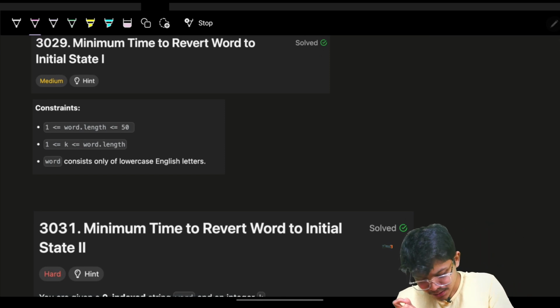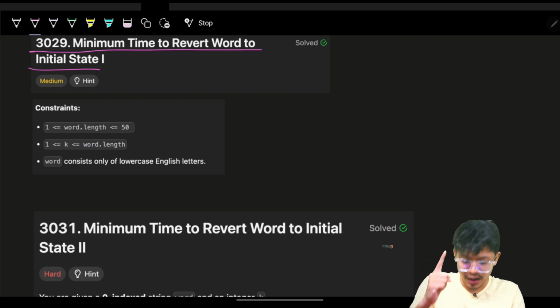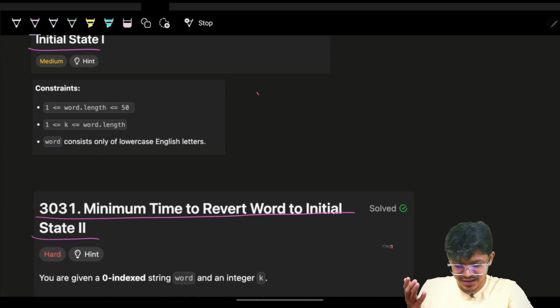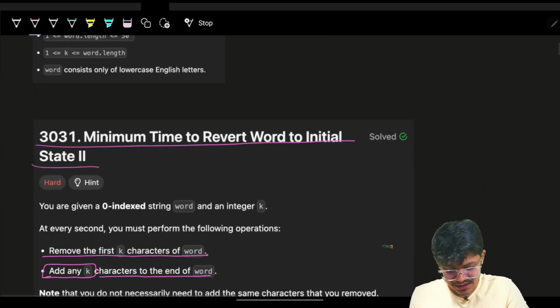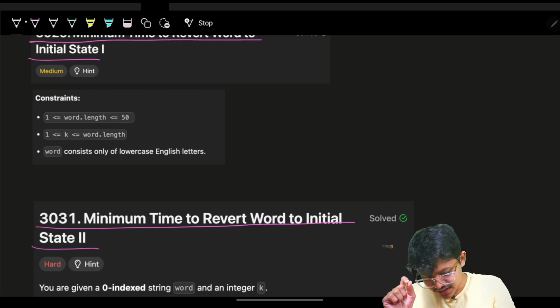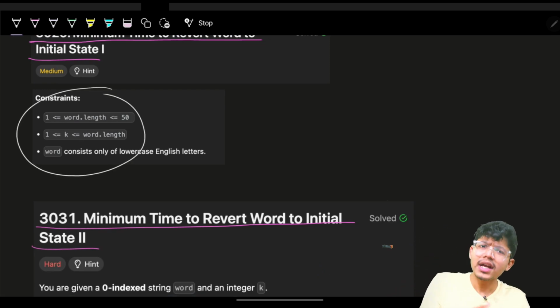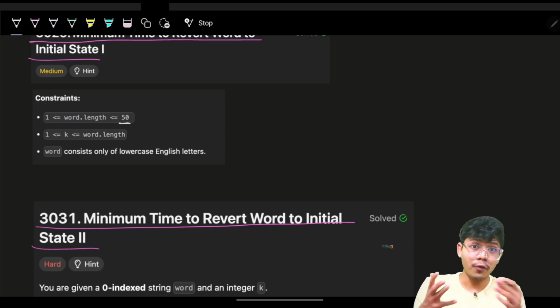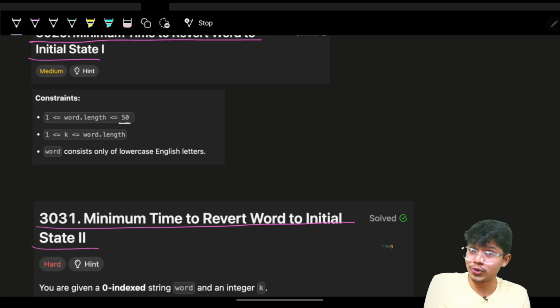In this video, we're going to see both the problems: minimum time to revert word to initial state 1 and minimum time to revert word to initial state 2. It is just that one is a normal, brute force approach, and the other is the most optimal approach which we will take. The only difference is in the constraints. You can see the constraints are loose and you can try for much bigger things. With n as 50, you can try for n cube, n to the power 4 also, all that stuff.